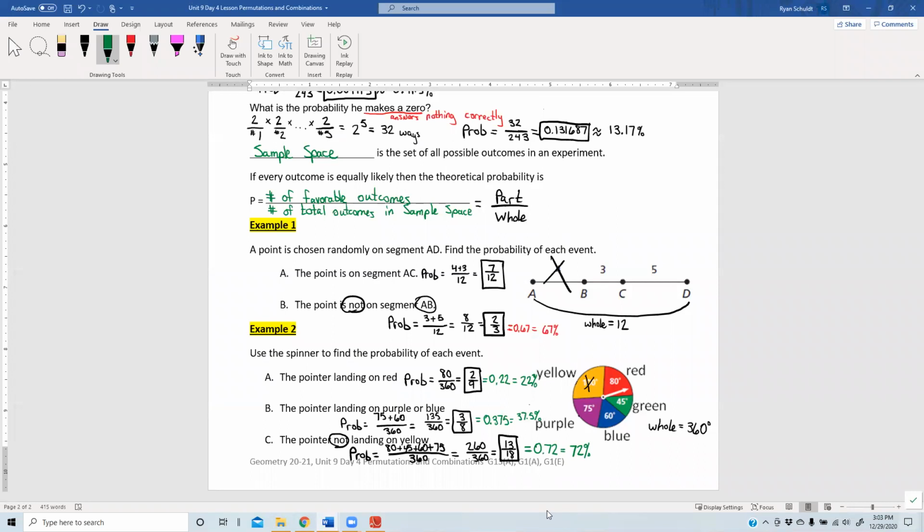Okay, so there's the notes. They were a little bit long today, but we covered a lot of ground. So, like I said, there's the notes. This is the last day of the unit, so we finished our last day of notes. Stay tuned for the guided practice.